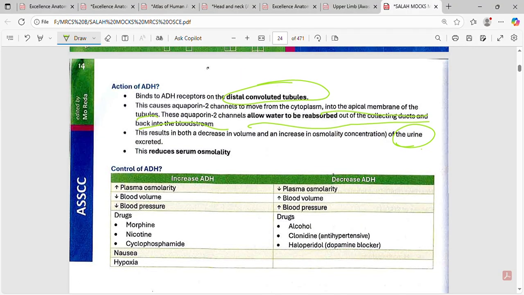Okay, so control of ADH: when will there be increased secretion of ADH, and when will there be decreased secretion of ADH? If plasma osmolarity is high, ADH will be secreted in high amounts, and also with decreased blood volume, hypotension, like in trauma. Decreased blood pressure, same thing. Drugs: morphine, nicotine, and cyclophosphamide can decrease the ADH secretion. MNC, MNC.